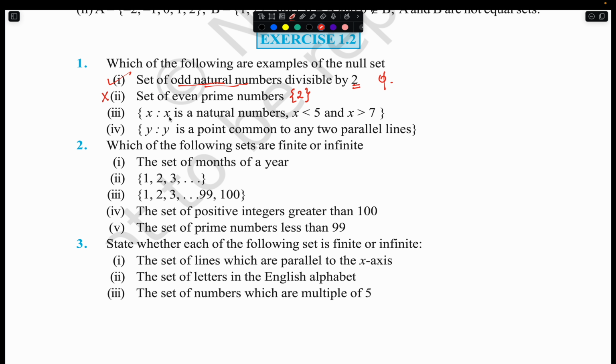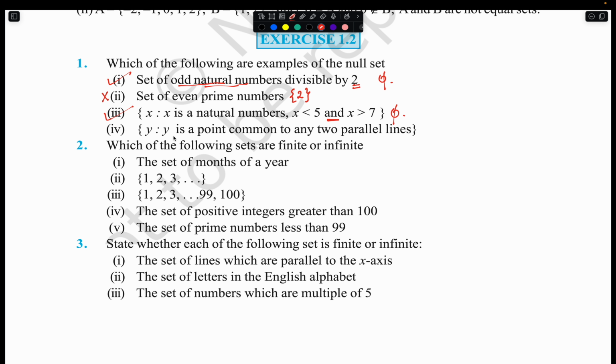In the third one, you want the collection of all x's, where x is a natural number, x is less than 5 and greater than 7. Whenever there is an "and" in between, that means both the statements have to be true simultaneously. So you cannot have a natural number which is less than 5 and greater than 7 at the same time, right? So this will be an empty set.